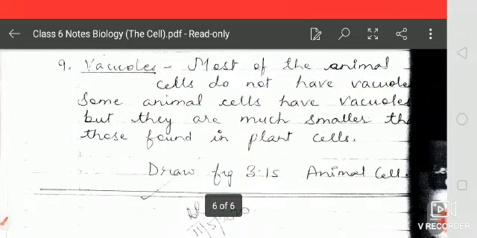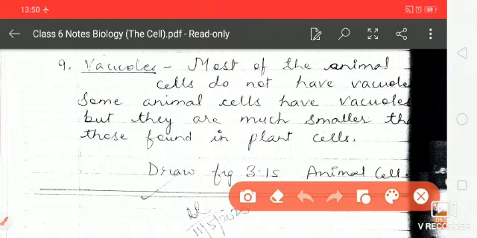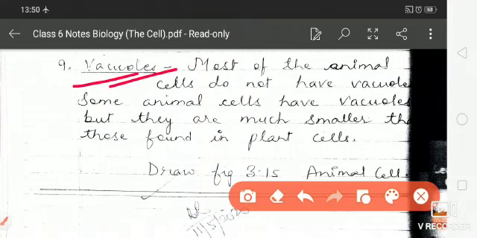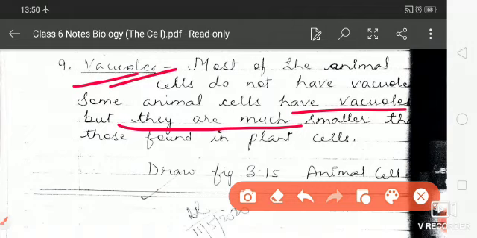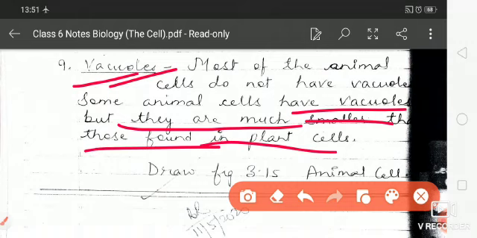Next, vacuole. Most of the animal cells don't have vacuoles, whereas in plant cells these vacuoles are very large. Okay, and some animals which have vacuoles have small or tiny vacuoles, many in number. So animals have much smaller vacuoles in comparison to plant cells.